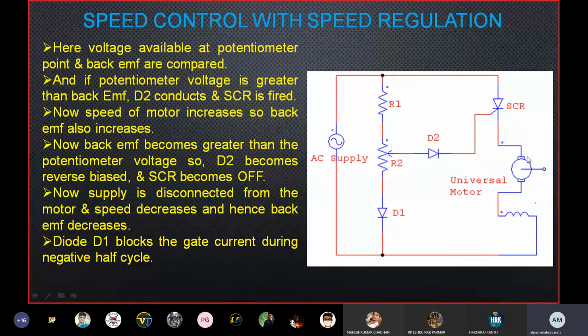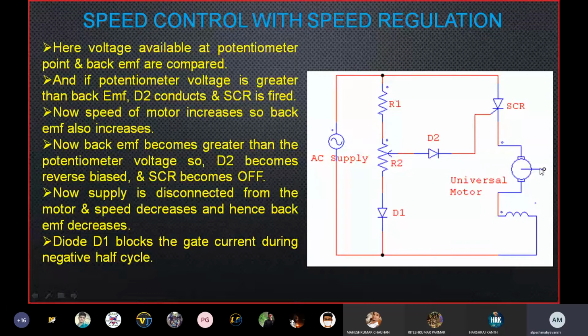Now if we assume that the load will increase or decrease, when the load increases, the speed of the motor decreases. That means the back EMF decreases, and the potentiometer terminal voltage becomes greater than the back EMF, and the D2 diode becomes forward biased. Gate pulses are given to the SCR, the SCR becomes turned on, supply is given to the motor, and the speed of the motor will increase.